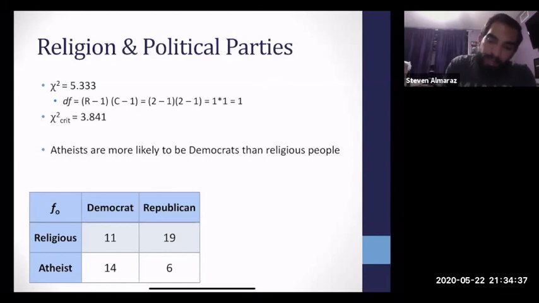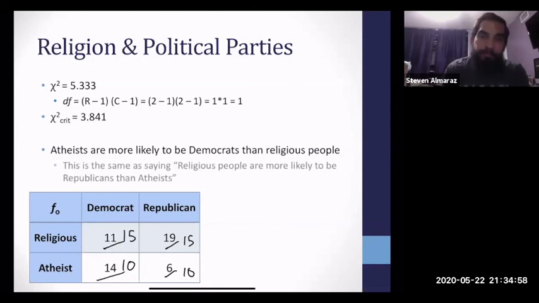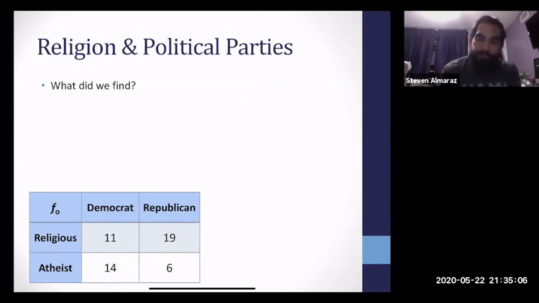And the way that we know that is we can compare this to the expected frequencies, all right? For Democrats, there are more atheists than expected and less religious people. And the opposite was true for Republicans. There were less atheists than expected and more religious people than expected, okay? So another way of saying this is religious people are more likely to be Republicans than atheists, all right?